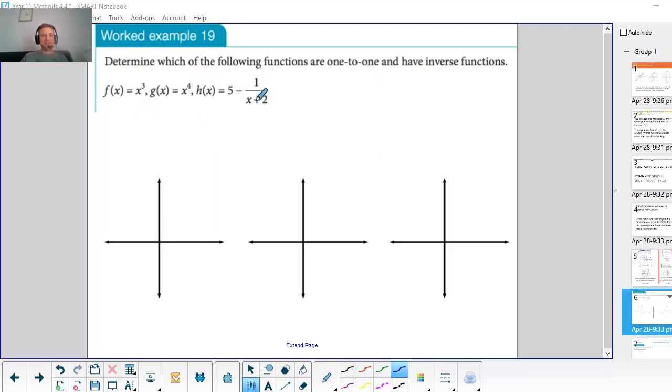These all have inverses, but I think we'll find only one of these will have an inverse function. Okay, so let's just sketch them. These should be types of graphs or functions that you are familiar with at this point. We've got a cubic, a quartic, and this is a hyperbola with a couple of transformations that's been done to it. So let's just briefly sketch them.